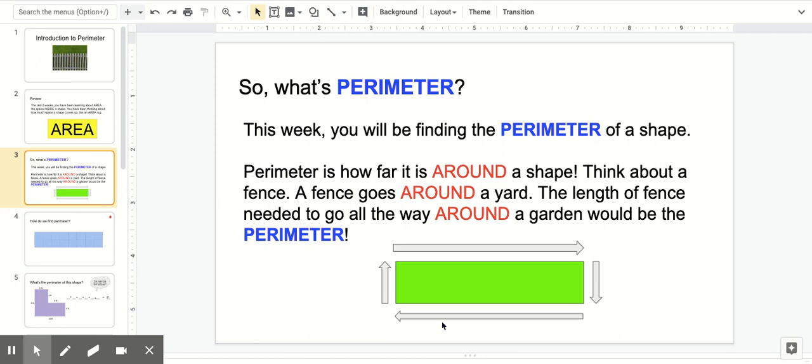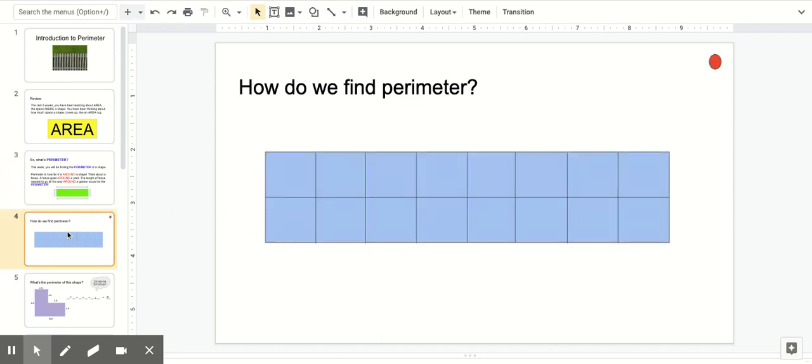This is about how long something is. How long is it to go all the way around? So it's a different concept than area. We've been looking at shapes like this to find the area. And so last week we looked at shapes like this and we were thinking about our square units. And to find the area, we just counted individual squares. Or maybe we became really efficient and used our multiplication to find how much area.